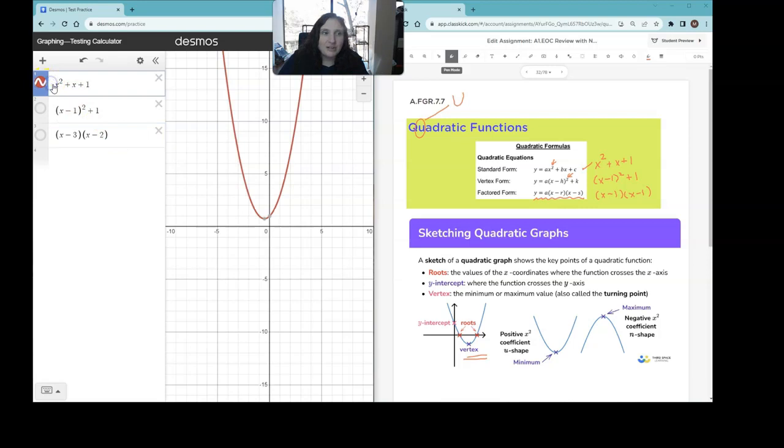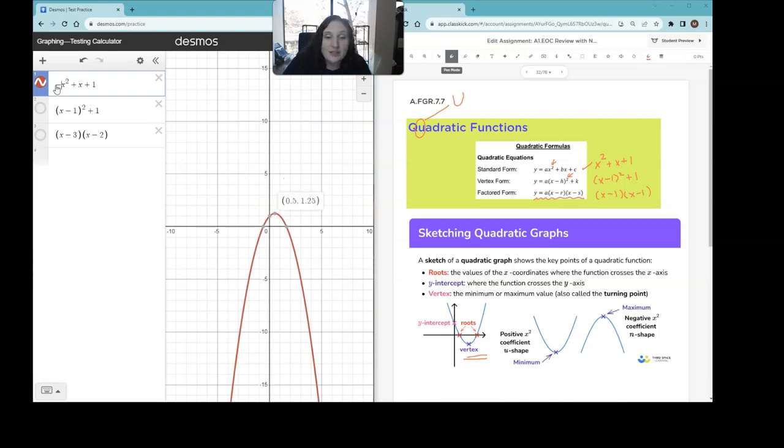But if I turn this to a negative x squared, watch what happens to my graph. Boom! It flips. So this is now my vertex, and that's the maximum because that's the highest the graph can go. And it's not too high. It's only 1.25, but that's the highest.